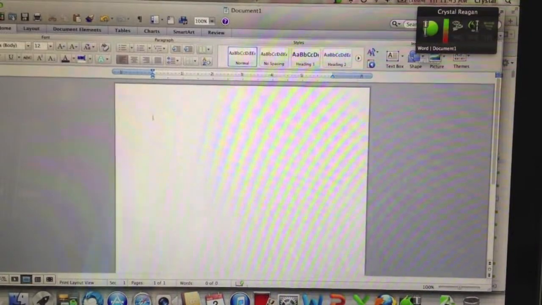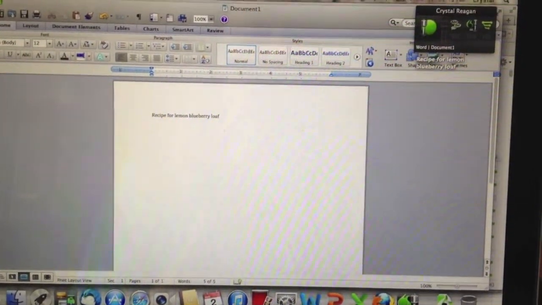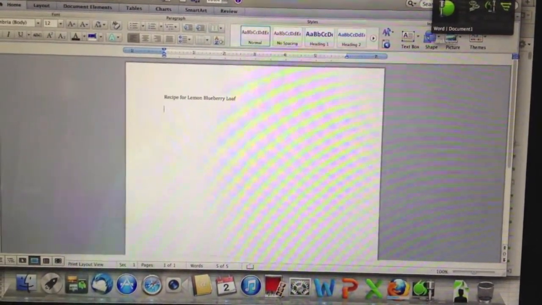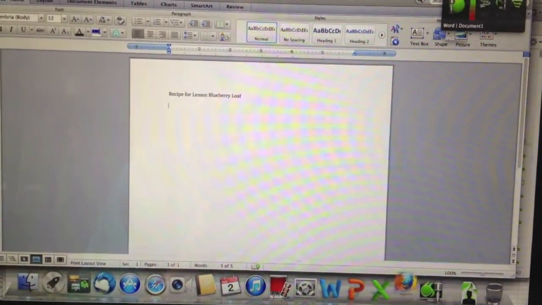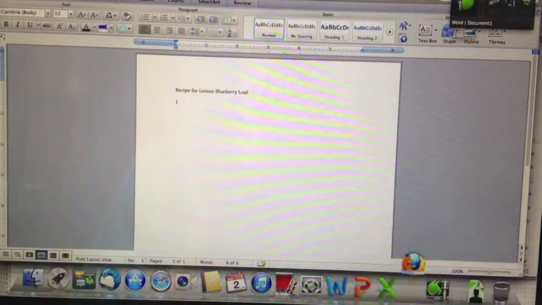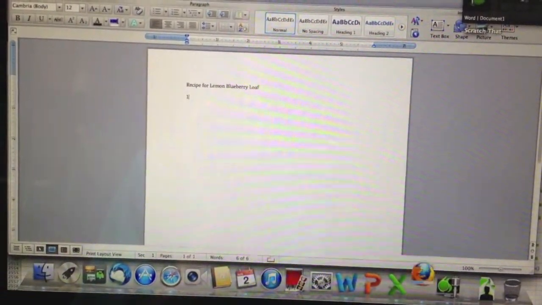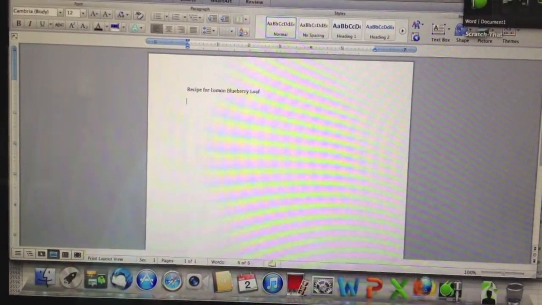Recipe for lemon blueberry loaf. Capitalize. New paragraph. Numeral 1, close parentheses. Scratch that. Scratch that. Ingredients.